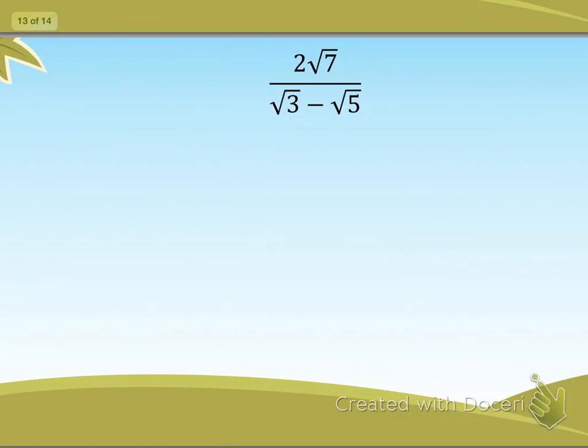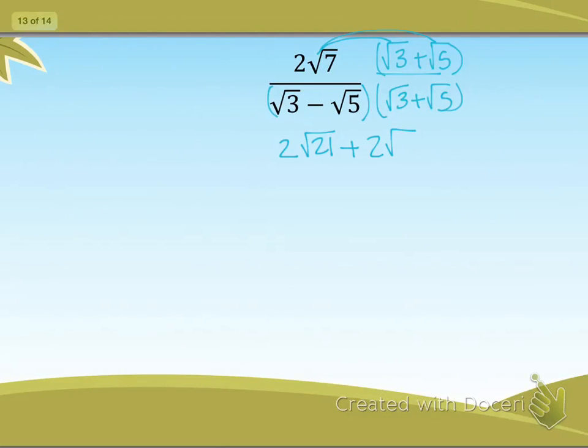Okay, so this time the conjugate, zoom in here, is going to be square root of 3 plus the square root of 5. Remember, same on top and same on bottom, so we got to distribute this in. So 2 times 1 gets me 2. 7 times 3 gets me 21 plus 2 times 1 again gets me 2. Multiply the radicals. 7 times 5 is 35.